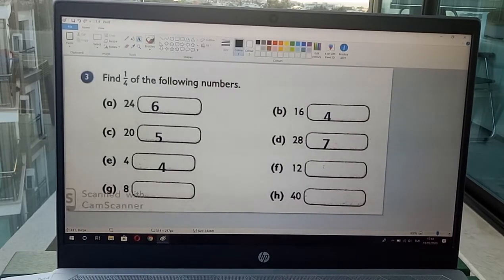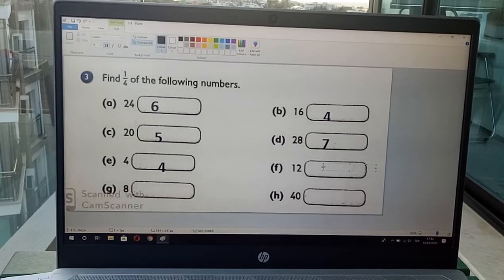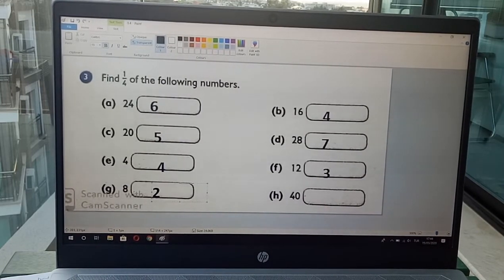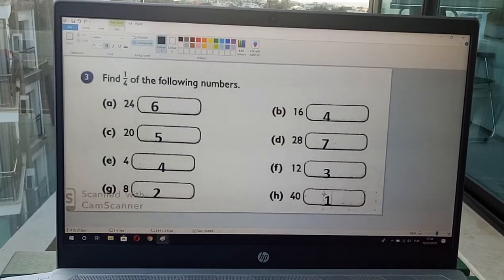Letter F, 1/4 of 12 is 3. Letter G, 1/4 of 8 is 2. Letter H, 1/4 of 40 is 10. Again, you can pause it, check your answers.